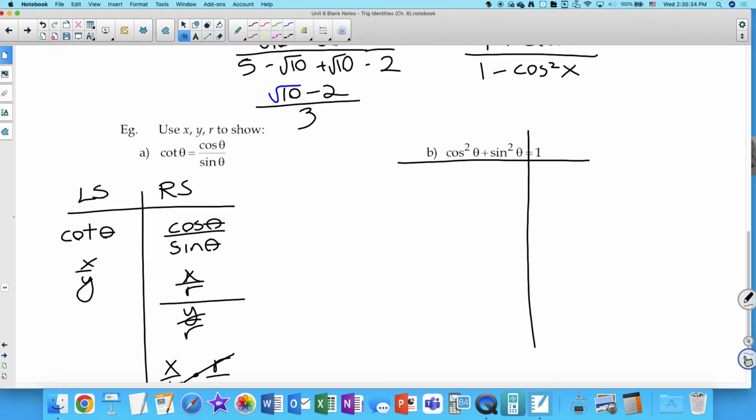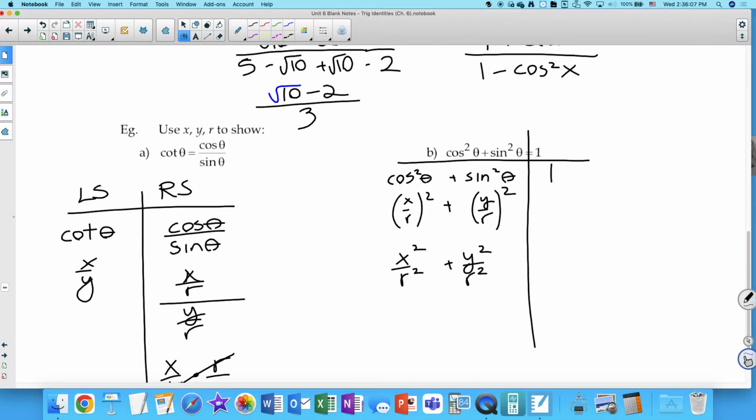But we're going to start with this side. So cosine is x over r. So cosine squared theta plus sine squared theta. I'm just going to leave this as 1. This would be x over r squared. This would be y over r squared. Okay, and if we distribute the square into each of these expressions, we're going to get x squared over r squared plus y squared over r squared, which is x squared plus y squared over r squared.